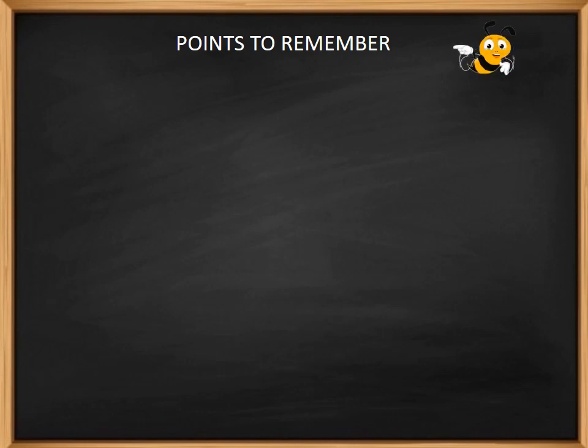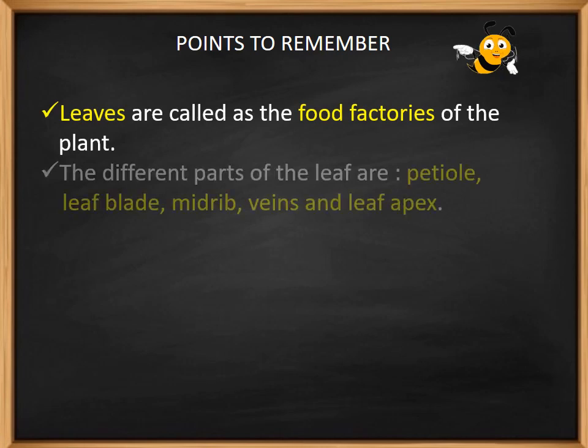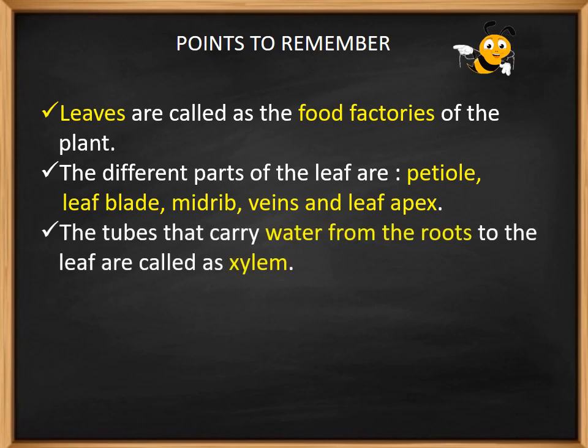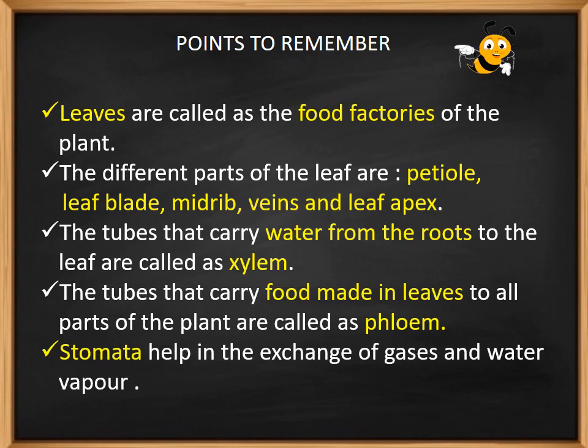Points to remember. Leaves are called as the food factories of the plant. The different parts of the leaf are petiole, leaf blade, midrib, veins and leaf apex. The tubes that carry water from the roots to the leaf are called as xylem. The tubes that carry food which is made by the leaves to all the parts of the plant are called as phloem. And stomata help in the exchange of gases and water vapor.